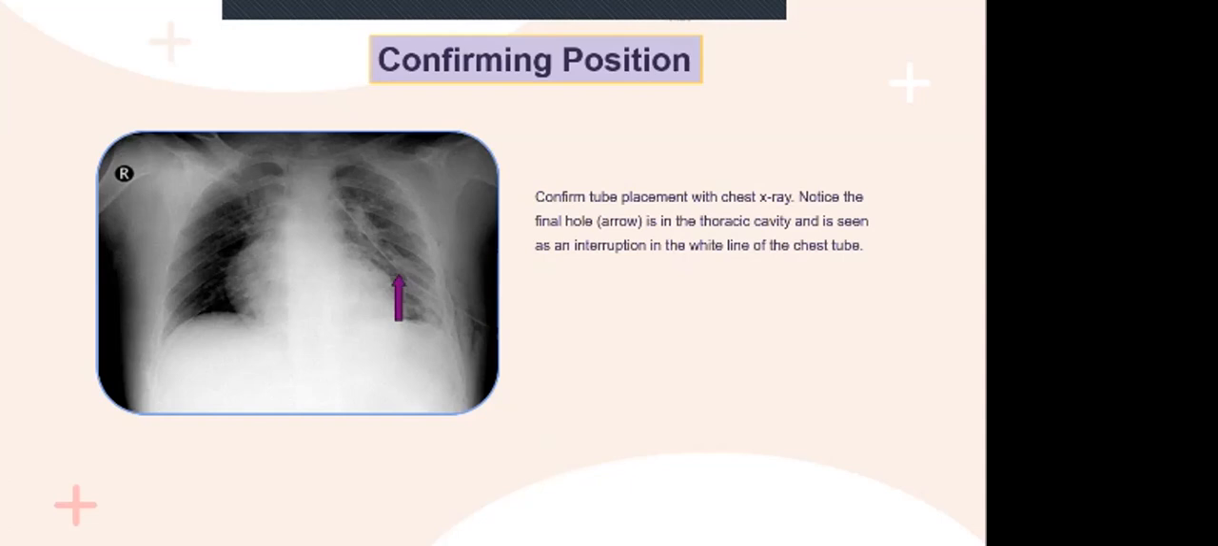Okay, next. To confirm the placement of the hole, the arrow in the thoracic cavity, and it is seen as an interruption in the white line of the chest tube. So it confirms that it is at the correct place. Okay, next.